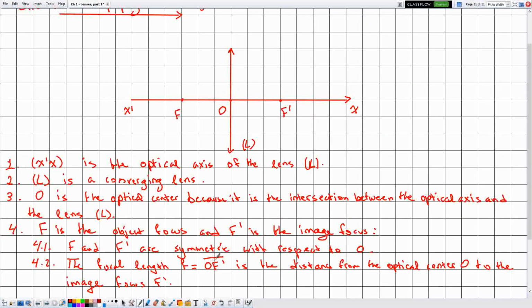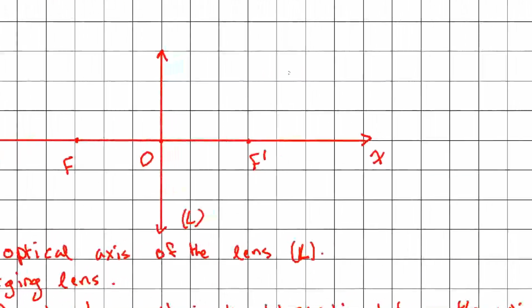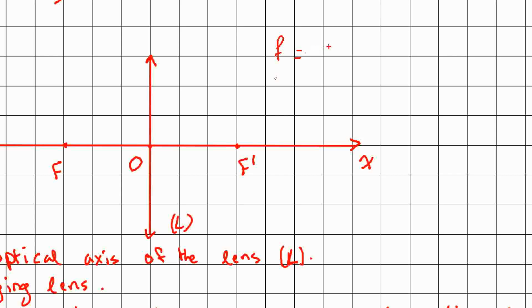But now the question that we need to answer is: what does the bar over OF prime represent? f is equal to OF prime bar. Notice that this is a bar and not a vector. This bar over OF prime means that this distance, the focal length, may be positive or negative depending on whether we are measuring the distance in the same direction as the positive x-axis or in the opposite direction.